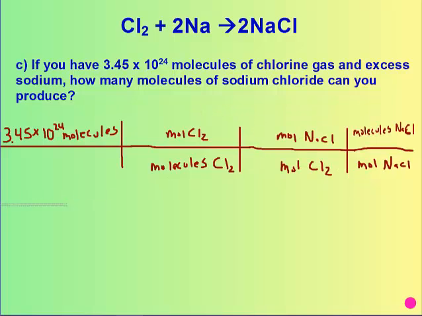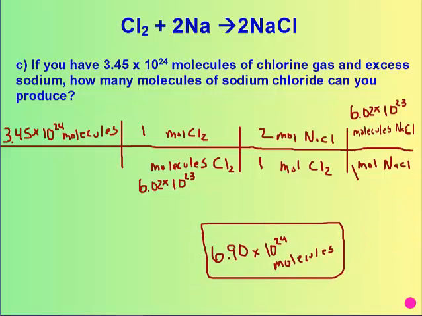We have 6.02 times 10 to the 23rd goes with molecules. 1 always goes with moles when it's with molecules, liters, or grams. And 2 moles of NaCl for every 1 mole of chlorine. Multiplying and dividing, you should get 6.90 times 10 to the 24th molecules of NaCl.